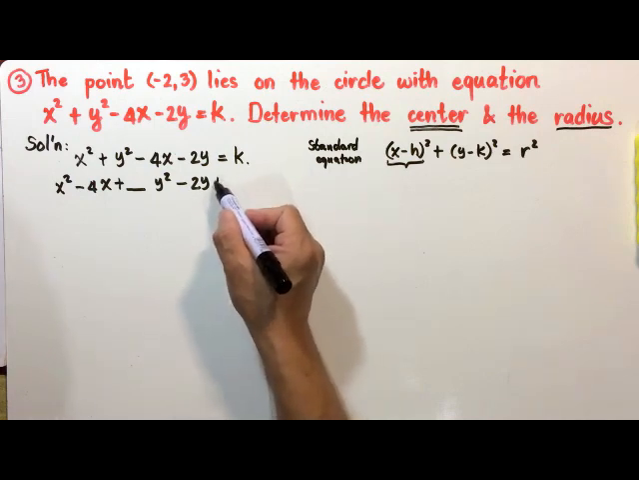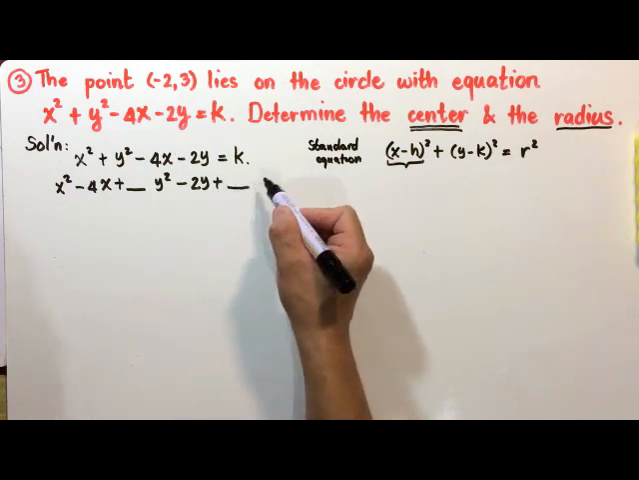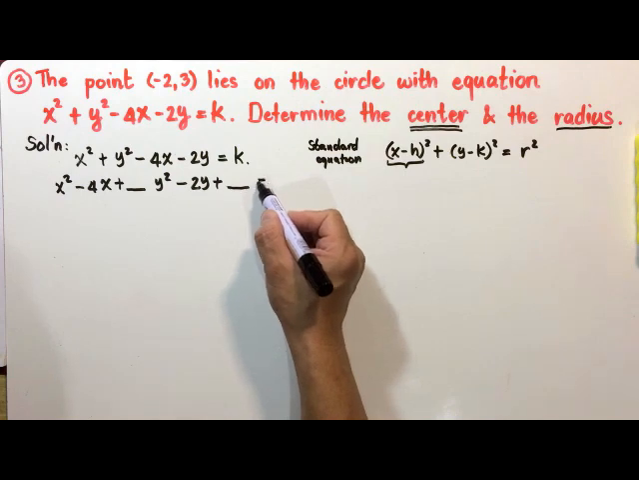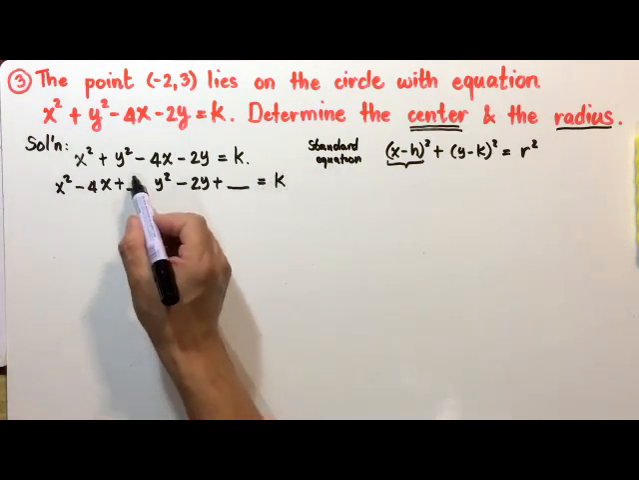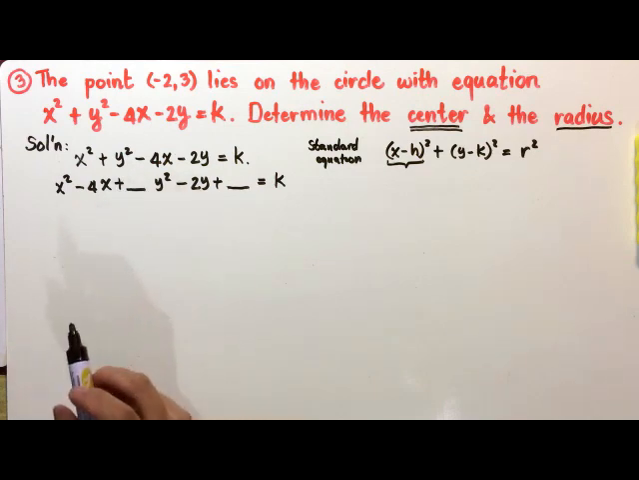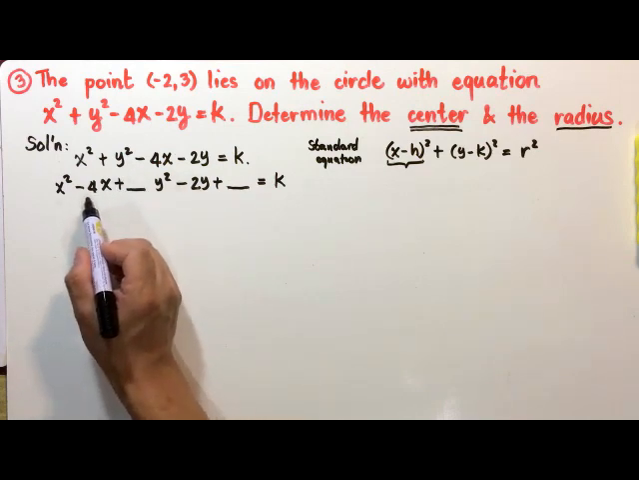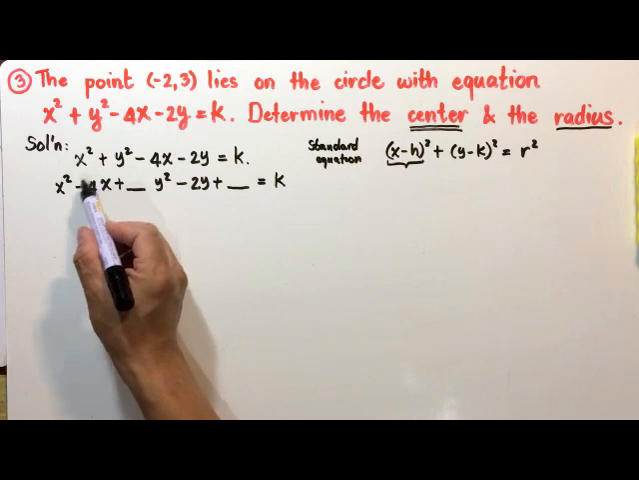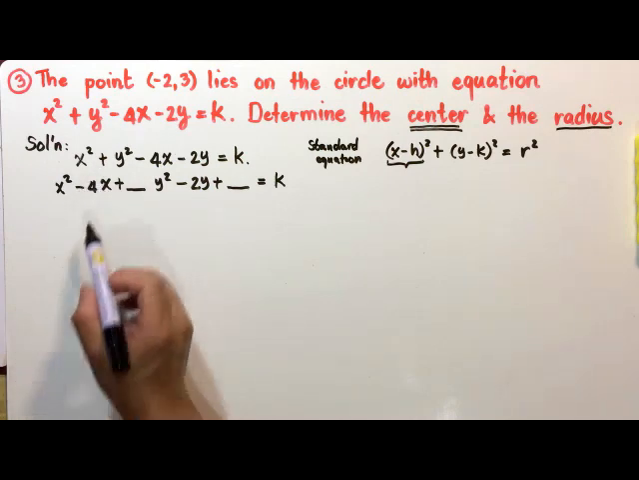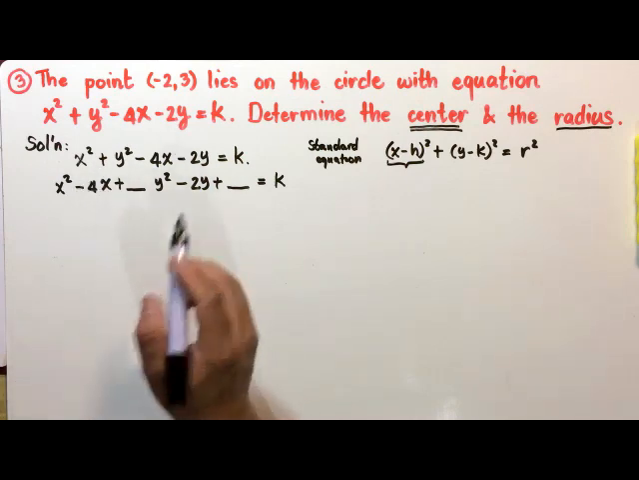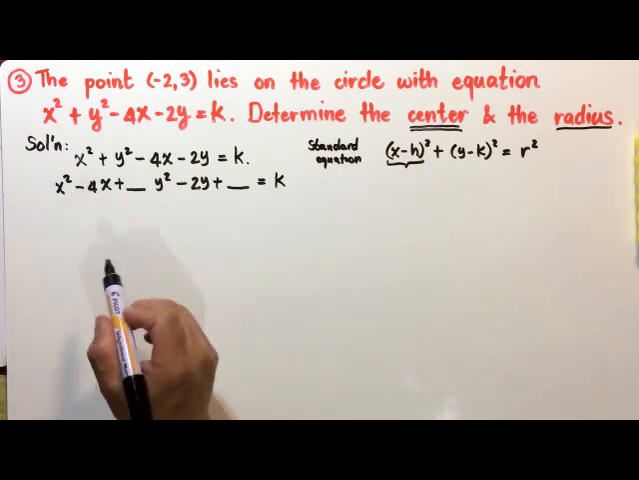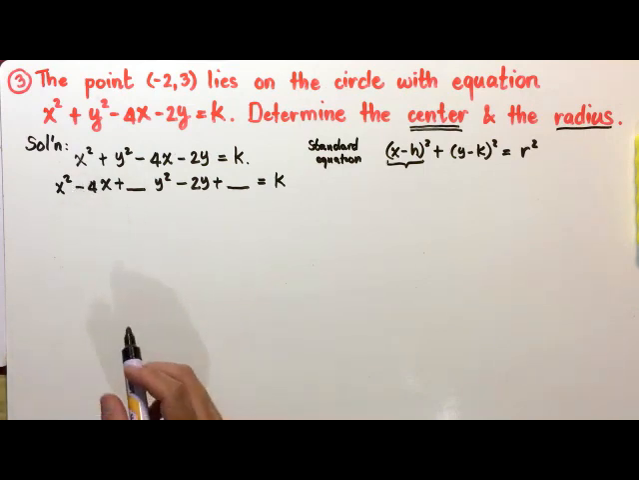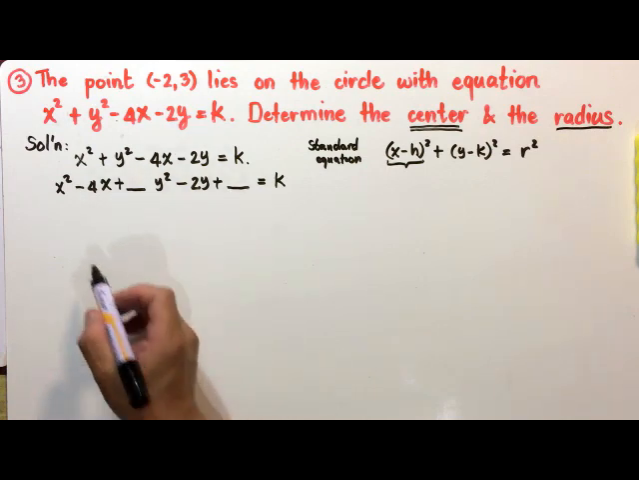So also this one, I need to add something which I don't know. So here, this is equal to k. To get this third term, I told you that you divide the coefficient of the second term by 2 and then you square. So if I divide negative 4 by 2, it's negative 2. And when I square, that's 4.